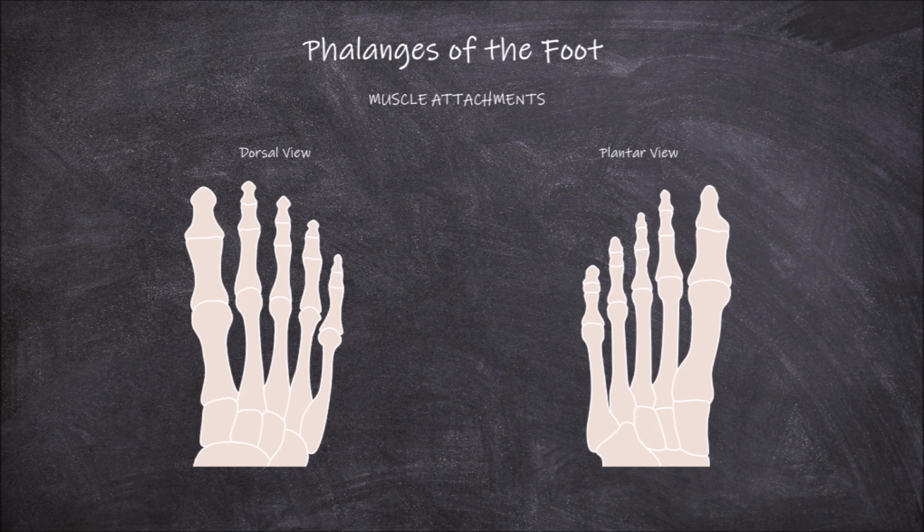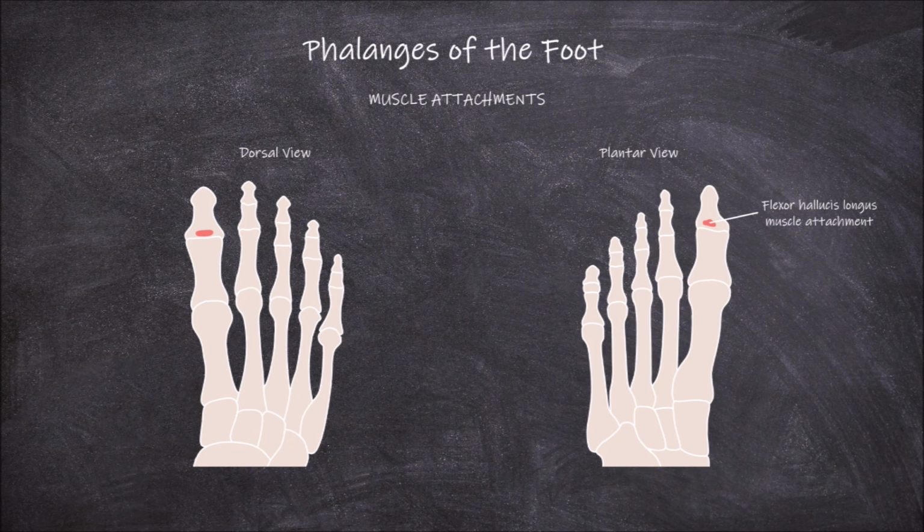These bones have quite a few muscle attachments. Let's start with the attachments on the first distal phalanx of the hallux, also known as the big toe. The extensor hallucis longus muscle attaches to the dorsal surface near the base of this bone. On the plantar surface of the bone, the flexor hallucis longus muscle attaches also around the base of this bone.